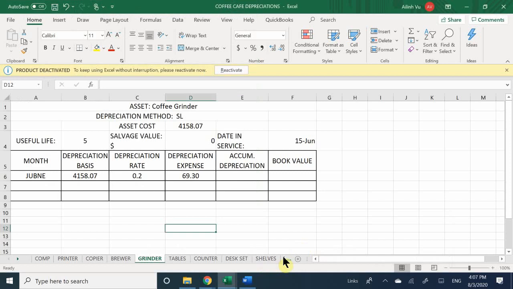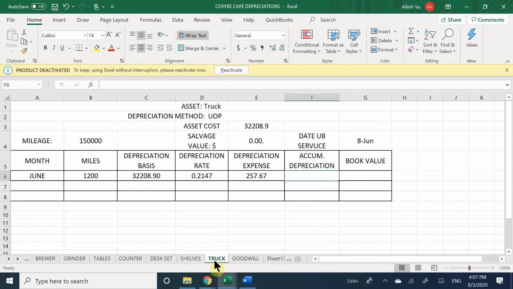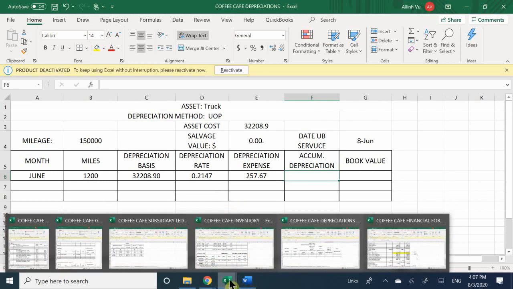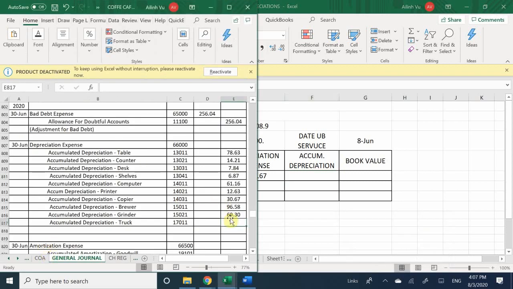our truck. $257.67. All right. If you can total that up for me. Actually, I will do it for you. So I'm going to equal sum this. You should get a total of $635.56. Okay.